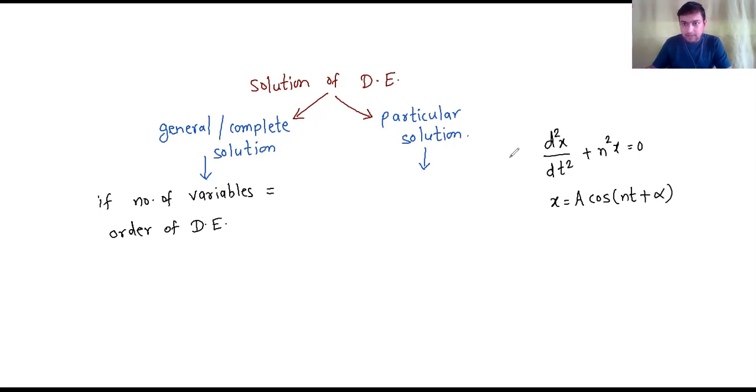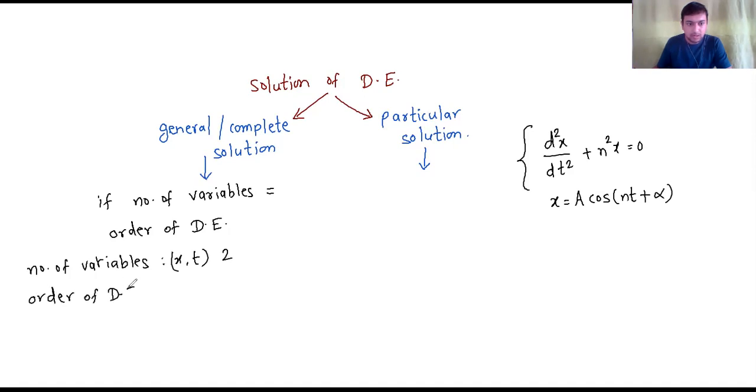ये एग्जांपल की बात करेंगे. What is the number of variables? कितने variables हैं? x और t हैं, कितने हो गए? 2. What is the order of this differential equation? Order क्या है इसकी? What is the highest derivative? The highest derivative is d square x upon dt square. So order कितनी होगी, 2.